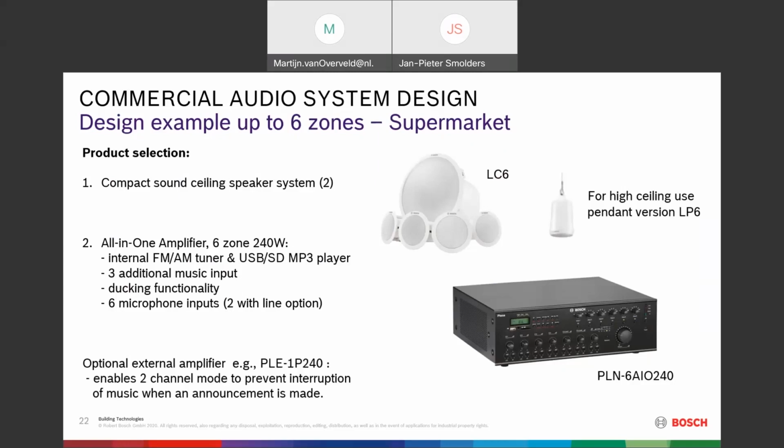Now the option of this device, of the all-in-one, is to add an external amplifier. For instance, a plain easy-line power amplifier of 240 watts. It will match the internal amplifier of this unit. So in that case, when you connect an additional amplifier, you will have 2 amplifier channels. So you will not interrupt music when you're making, for instance, an announcement to zone 1. Then the music in the other zones will still continue. So be aware of that.